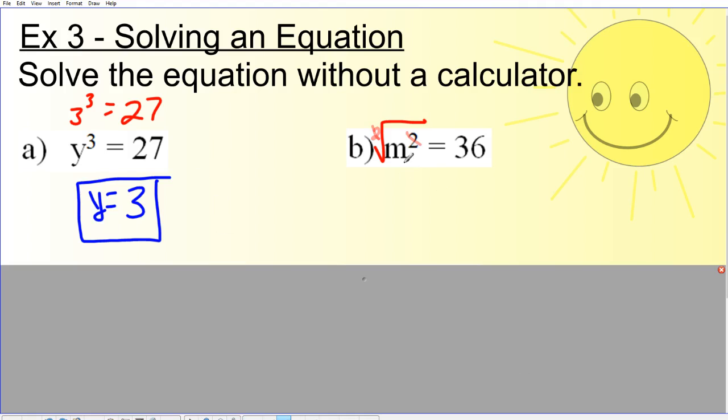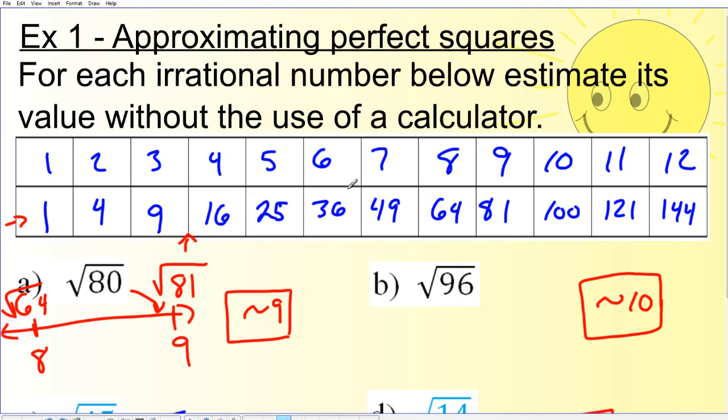Letter B. So when I square root here and I square root here, always everything on both sides, these exponents cancel. Squared and the square root cancel. I get just m. When I square root the 36, what number times by itself is 36? The answer is 6. If I go back up to my earlier table, square root of 36, 6.